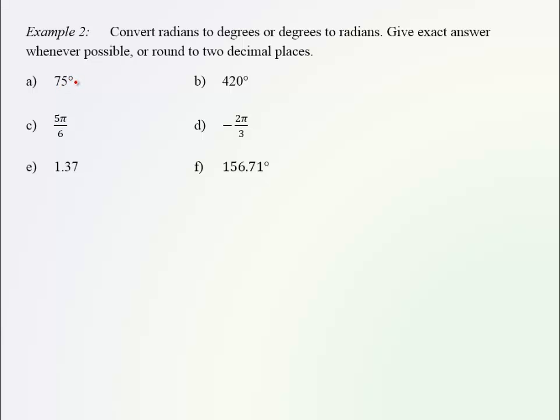So 75 degrees. To convert to radians, I want to have degrees in the bottom and radians in the top. So 180 here, pi over there. I could reduce 75 and 180, for example, by 5. So in the bottom I will have 36. In the top I would have 15 pi. And 15 and 36 can be reduced once more by 3. So that becomes 5 pi over 12 radians.